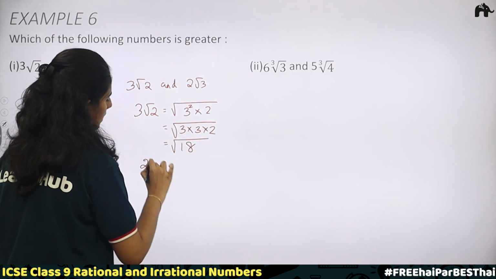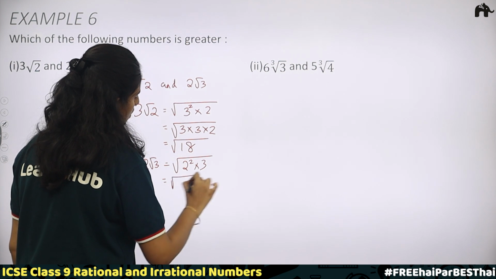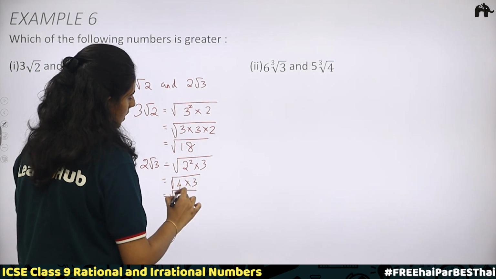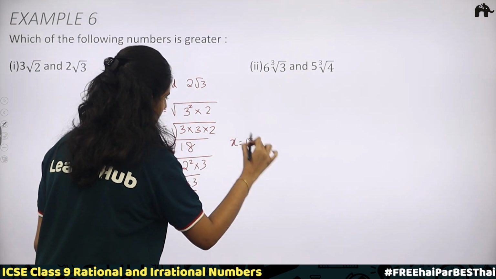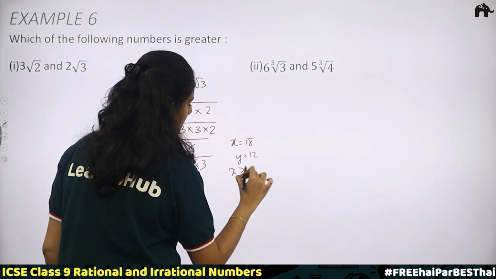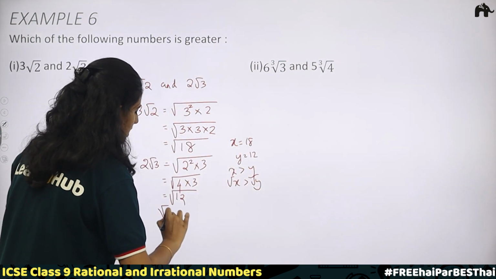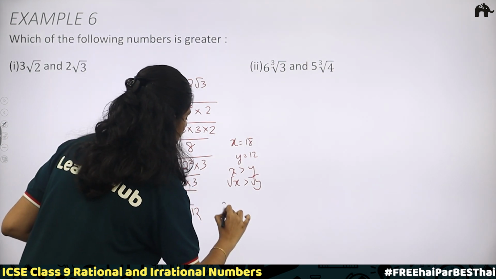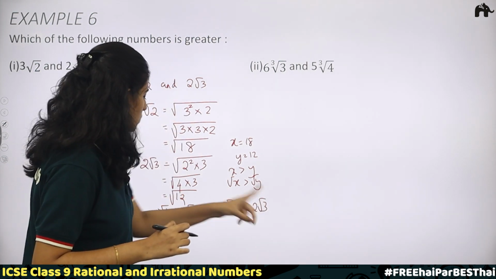So next number, 2 root 3. 2 root 3 will be equal to root of 2 square into 3, which is root of 4 into 3, that is equal to root 12. Here let's say x is equal to 18 and y is equal to 12. If x is greater than y, then root x will be greater than root y. Yes, therefore root 18 is greater than root 12. If root 18 is greater than root 12, which means 3 root 2 is greater than 2 root 3. Why? Because 3 root 2 is root 18 and 2 root 3 is root 12.